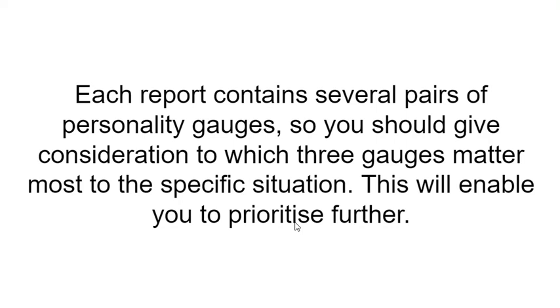Each report contains several pairs of personality gauges, so you should give consideration to which 3 gauges, and I do recommend that you narrow it down to, because you might have half a dozen, you might have a dozen gauges in your report. But if you can narrow that down to 2 or 3 that you know are really important, that matter most to you and to this specific situation, then this will enable you to prioritize further. So you already have a whole bunch of people who have got the right map. Now you can look at their gauges and see who is scoring highest for the things that you care about most. And again, you could find some discrepancies there, and there will be some people that do much better than others, even within your initial filter.